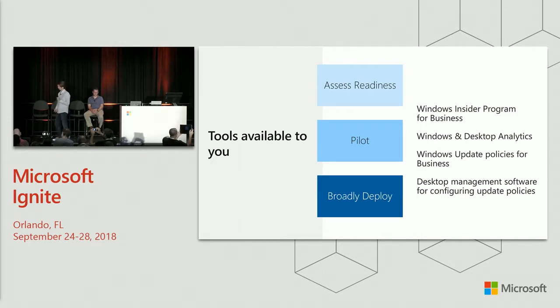One of the things that I'm going to spend a little bit of time on is these policies. We generalize these as Windows Update for Business, which is not a product. This is essentially a generalization of a set of configuration abilities that you have to control how Windows Update behaves. We'll walk into some details about what that looks like. And ultimately, the desktop management software that you choose in order to configure those things. I'm going to show a couple of examples today.